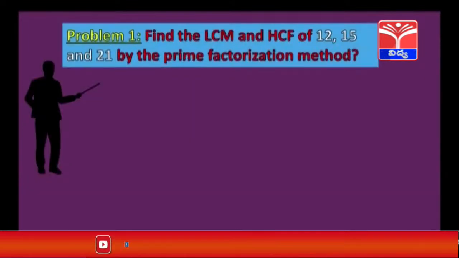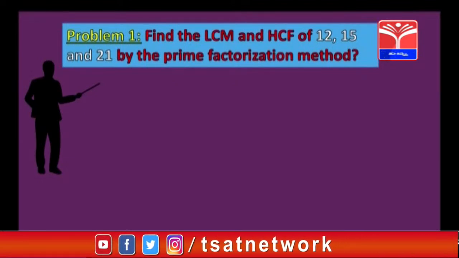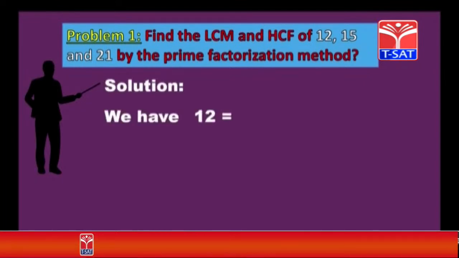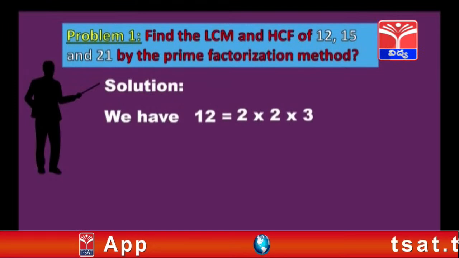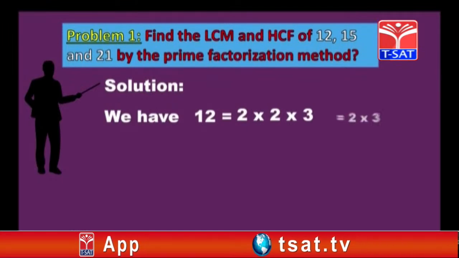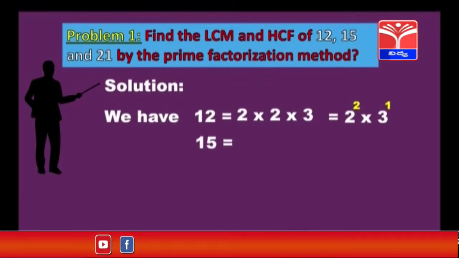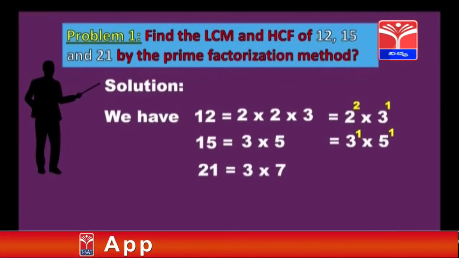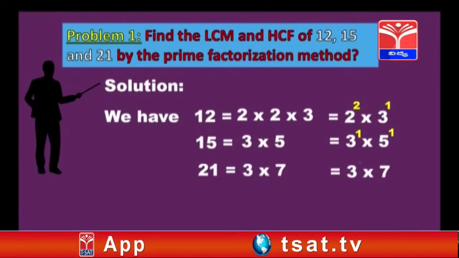Now let us take one more example. Find the LCM and HCF of 12, 15 and 21 by the prime factorization method. So we have 12 is equal to 2 into 2 into 3, which can be written in power form as 2 square into 3 power 1. And 15 I can write as 3 into 5, in power form 3 power 1 into 5 power 1. And 21 is equal to 3 into 7, which can be written as 3 power 1 into 7 power 1.